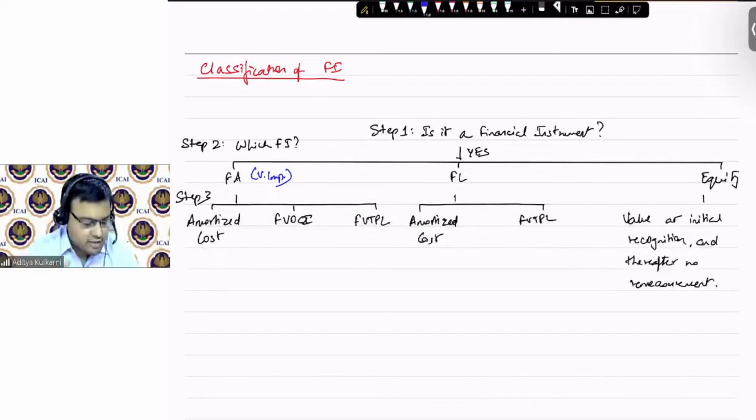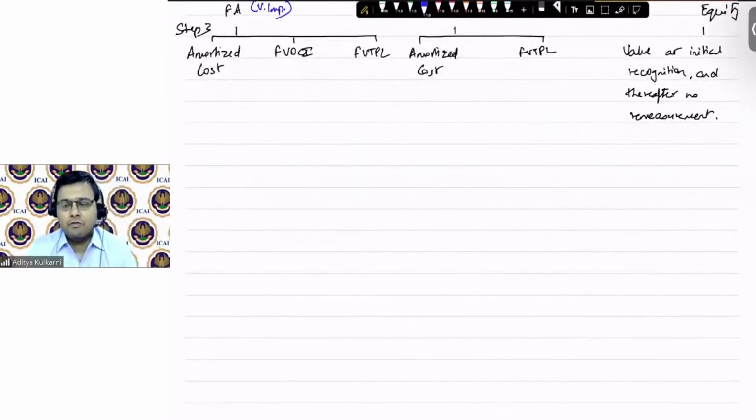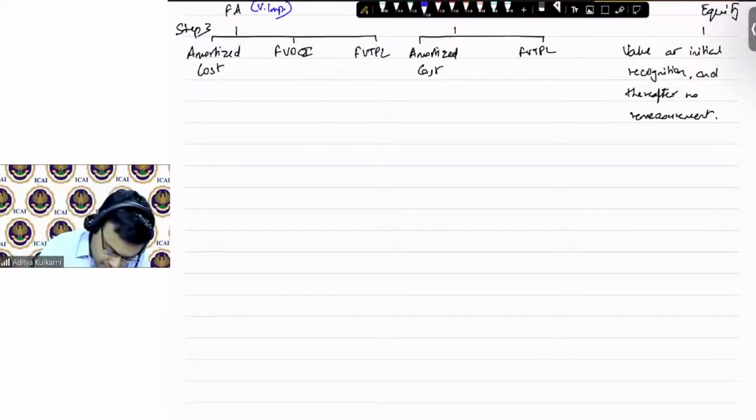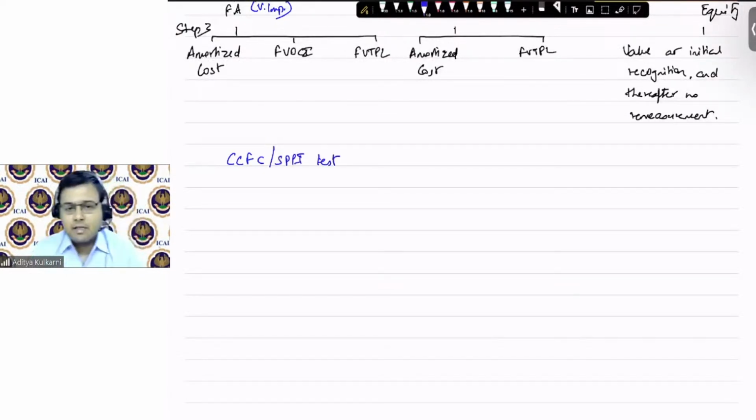So the first step is, once you identify it as a financial instrument, and in that you have identified it is a financial asset, then you will have to perform two tests. The first one is the CCFC test or SPPI test. And if you pass the first test, you will perform the second test, which is known as the business model test.